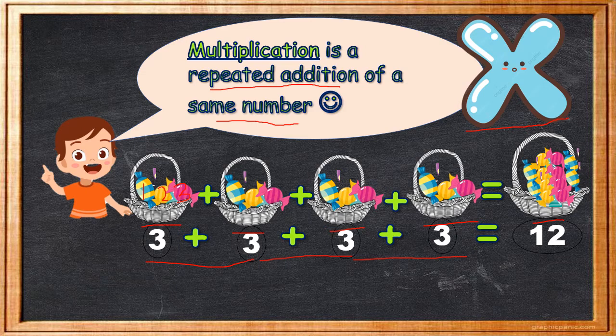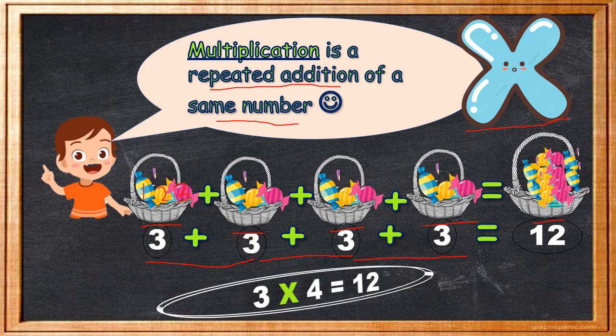Okay, children, and how do we write the statement in terms of multiplication? 3 into 4 is equal to 12, or we can say 3 times 4 is equal to 12. Children, this cross sign, or we can say this X, represents times or into. So we can read the statement 3 into 4 is equal to 12, or 3 times 4 is equal to 12. Is it clear, children?